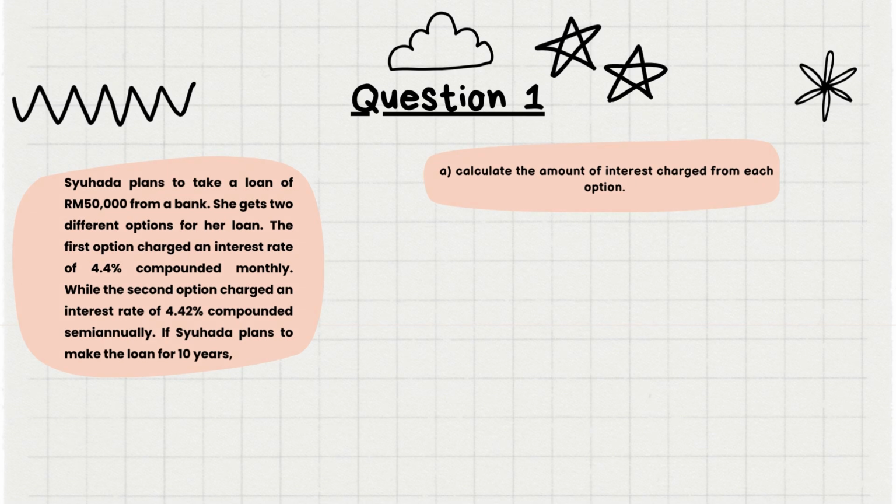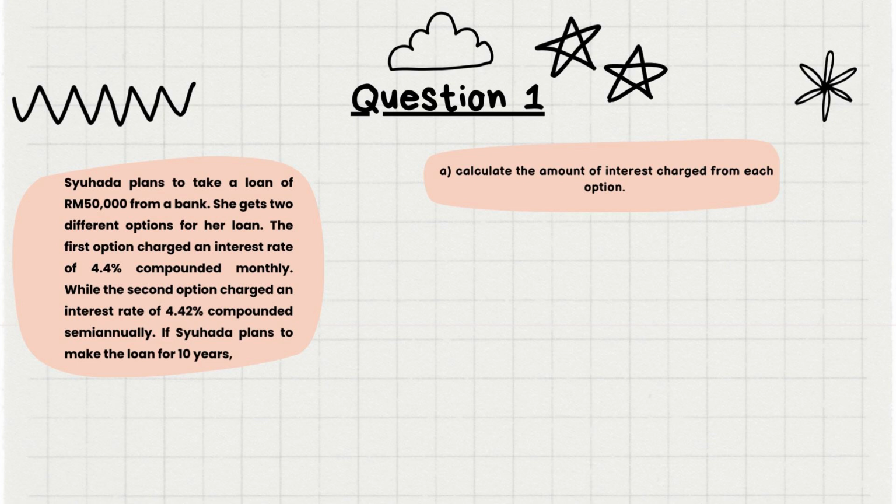So, let's begin. Shuhada plans to take a loan of RM50,000 from a bank. She gets two different options for her loan. The first option charges an interest rate of 4.4% compounded monthly, while the second option charges an interest rate of 4.42% compounded semi-annually. If Shuhada plans to make the loan for 10 years, calculate the amount of interest charged from each option.